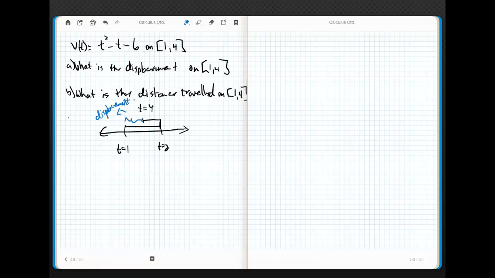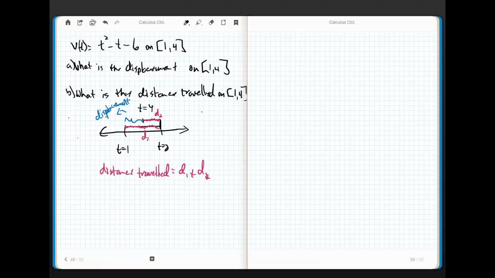It's basically a point. Think of it as the distance with reference to where it started versus where it stopped. Now, if I want the distance, we have to take into consideration the fact that the particle moved right from t equals 1 to t equals 2, and then it moved left. So if this is d1 and this is d2, then the total distance traveled is going to equal the distance from 1 to 2 plus the distance from 2 to 4, which I'm calling d2.